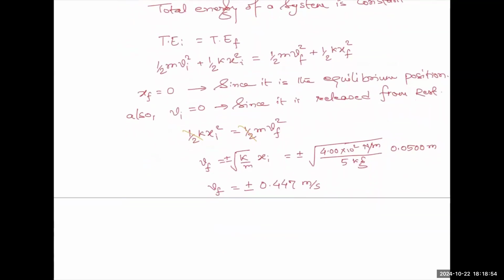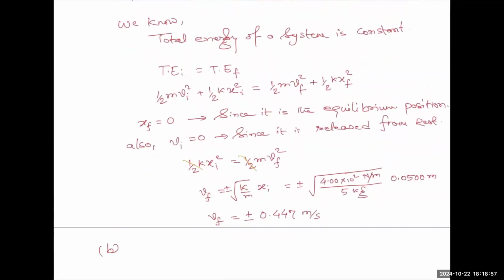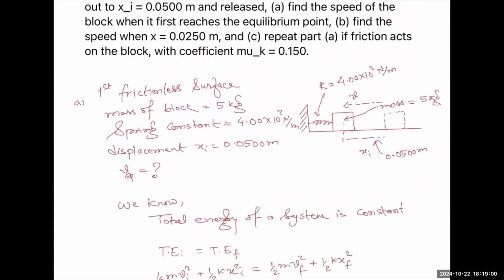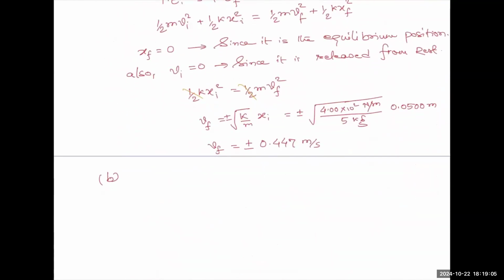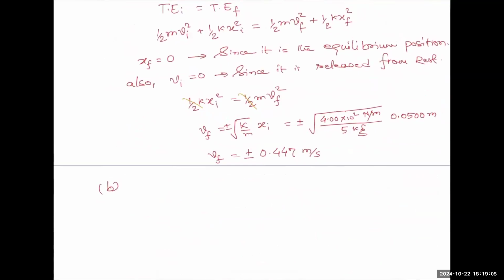And now the second part, this was for part A. Does this problem look simple? All right. So here we use what model? We use the energy model, right? And now part B is to find the speed when x is equal to 0.0250 meter. So what is my speed?